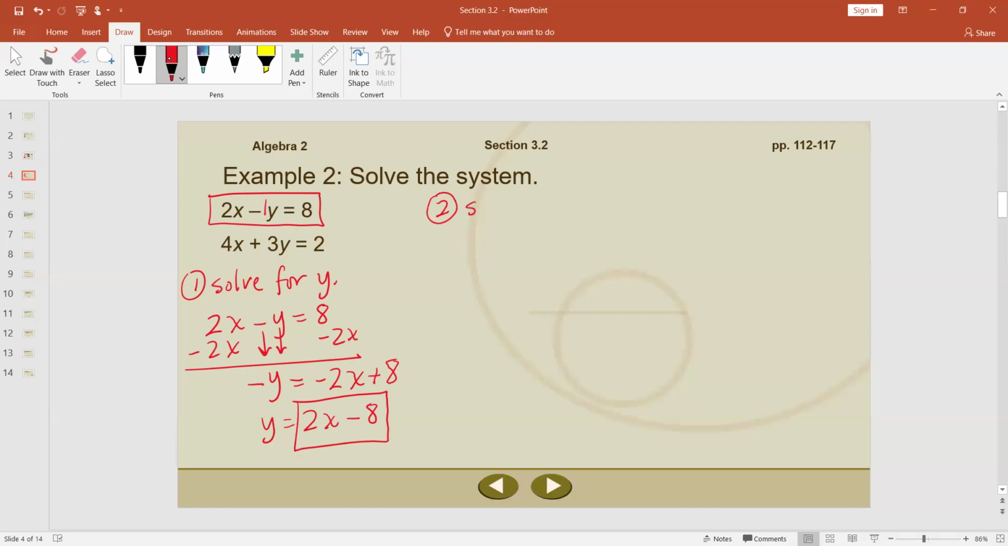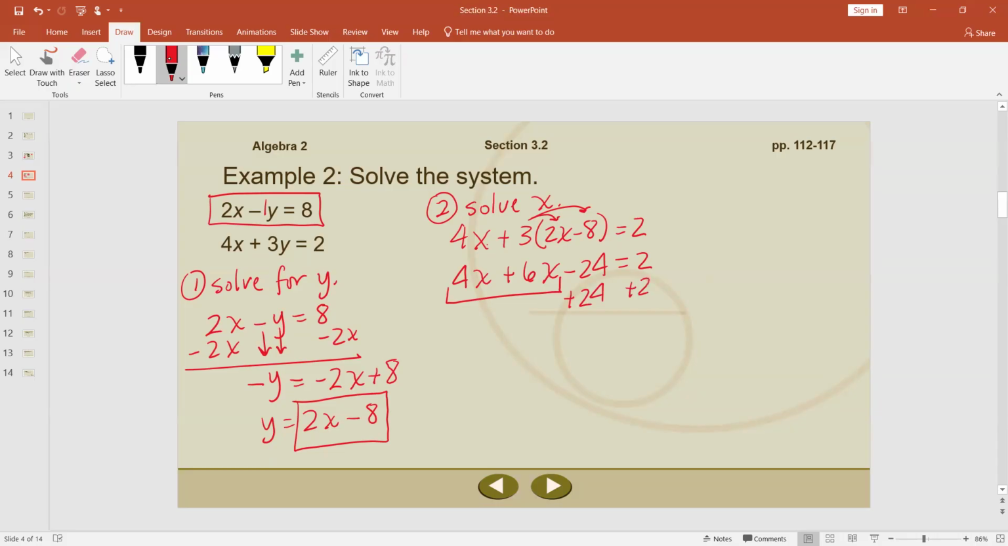In the second equation, I have 4 times x plus 3 times y, and now there's where I plug in my 2x minus 8, equals 2. In this case, I do have to distribute, so that's why I kept my parentheses. 4x plus 3 times 2x is 6x. 3 times negative 8 is negative 24, equals 2. I'm going to do 2 steps at one time right here. I'm going to combine my like terms, but I'm also going to add the 24 to both sides to move that constant over.